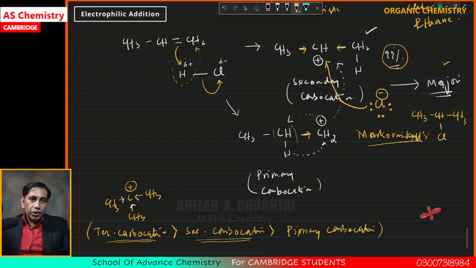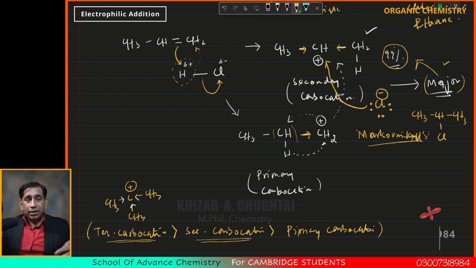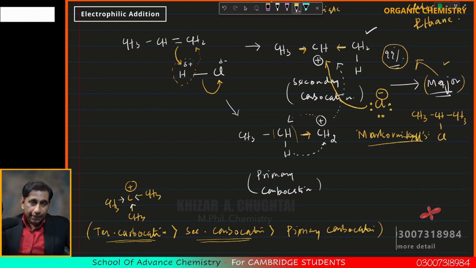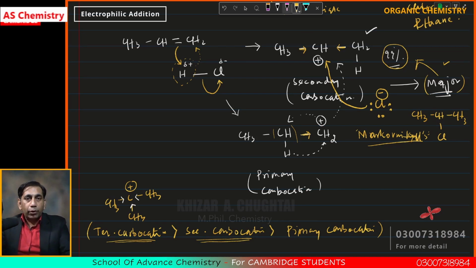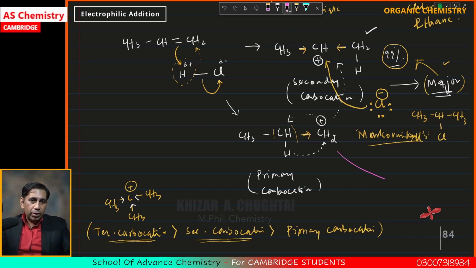So it will be the major product, and it will be about 99%, you can say. Now, what is the minor product? I'm going to write it with the pink pen. This intermediate, the remaining part, almost 1% usually, will change into the minor product.